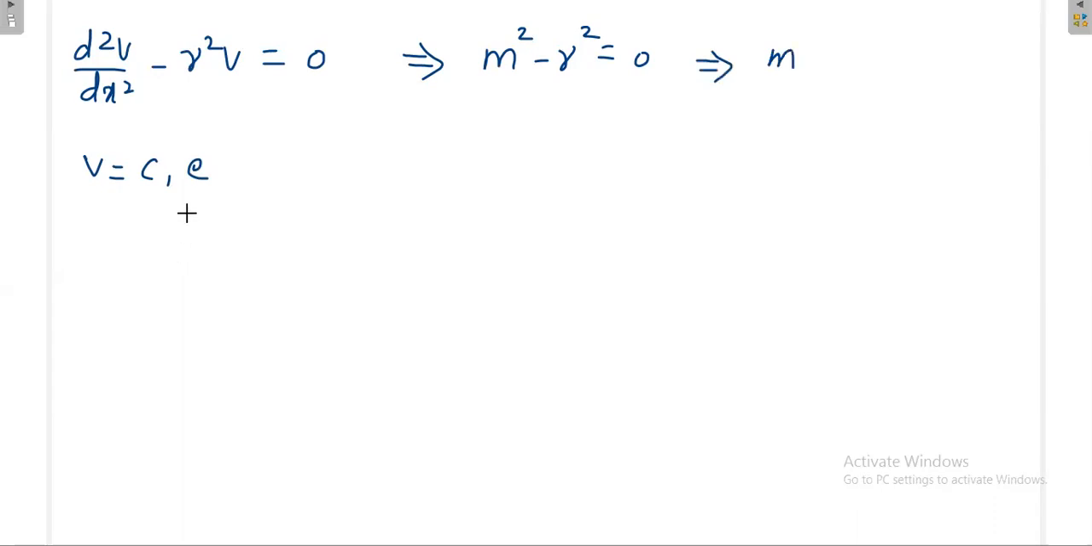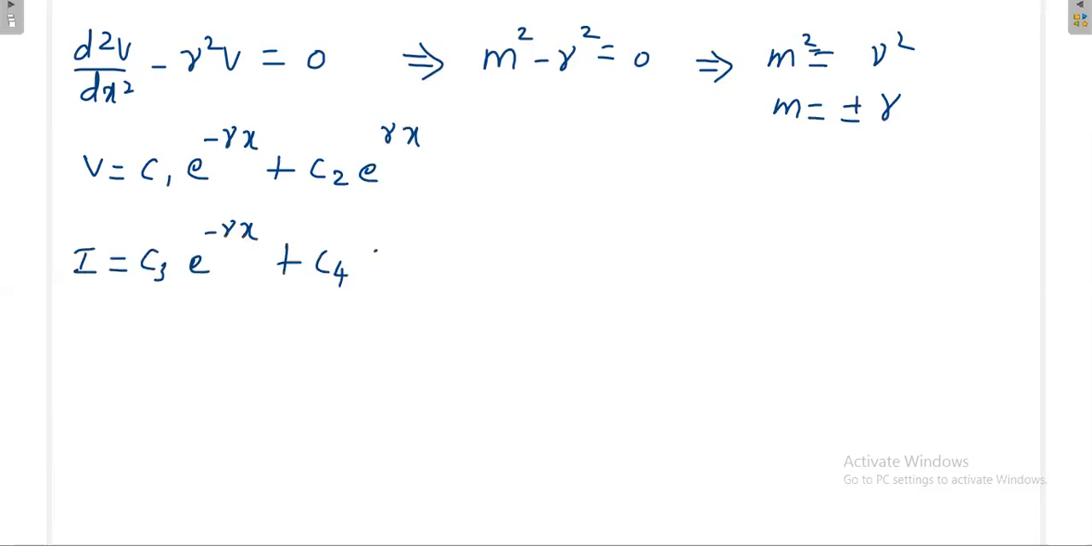Similarly, for the current equation you can write, with some other constants, C3 e power minus gamma x plus C4 e power gamma x. What are C1, C2, C3, C4? Please remember, C1 is the initial voltage, the voltage present at the sending end. Similarly, C2 means the voltage present at the load end, because the second term denotes the reflection term. The first one is the incident term, the forward traveling wave. The next one is the reverse traveling wave.